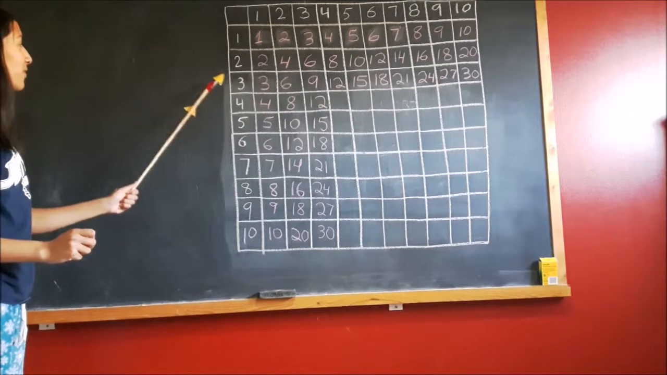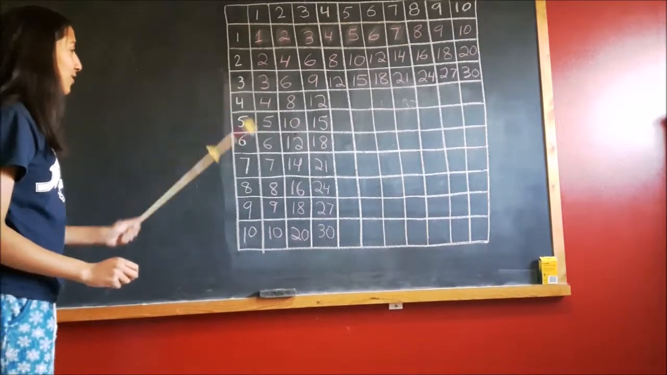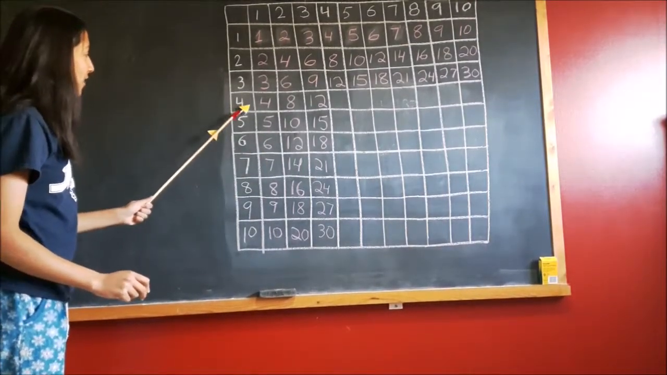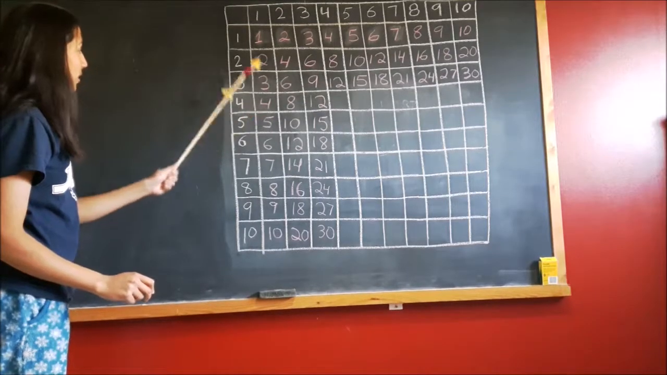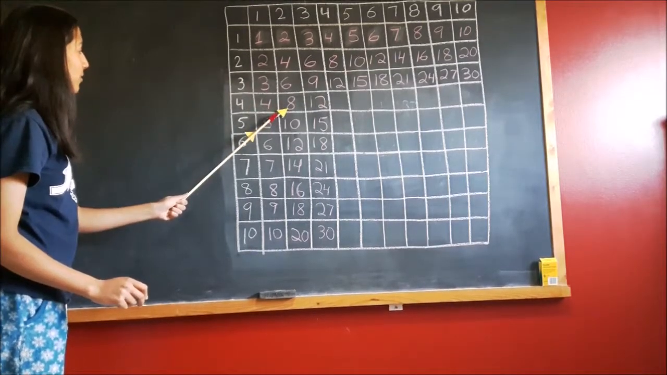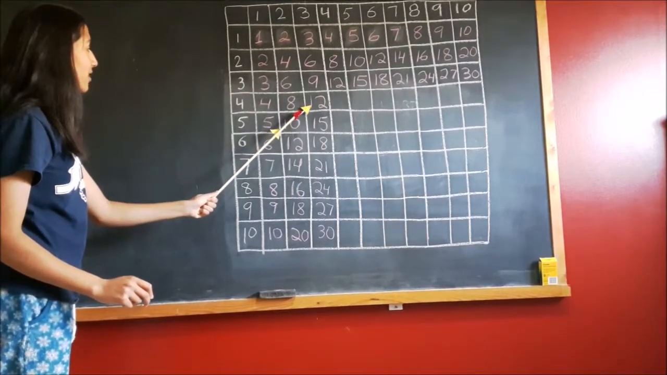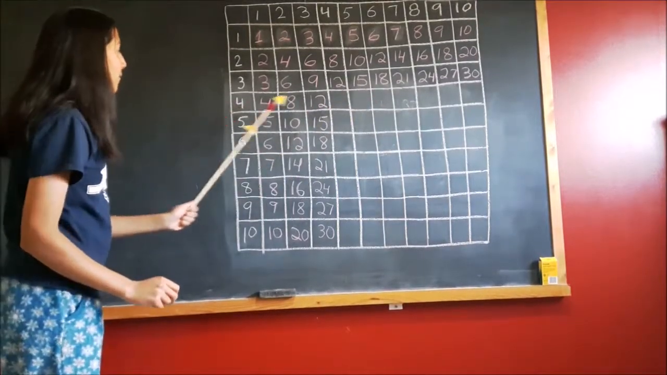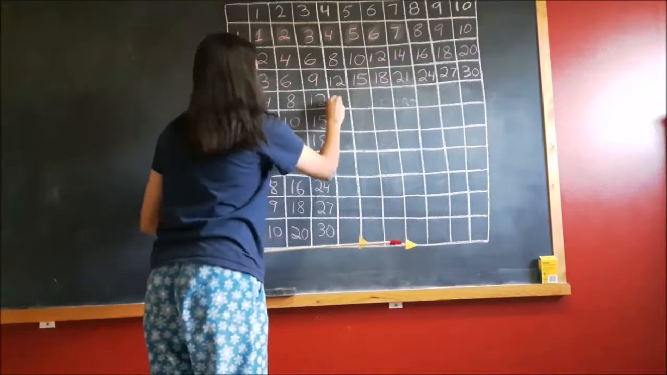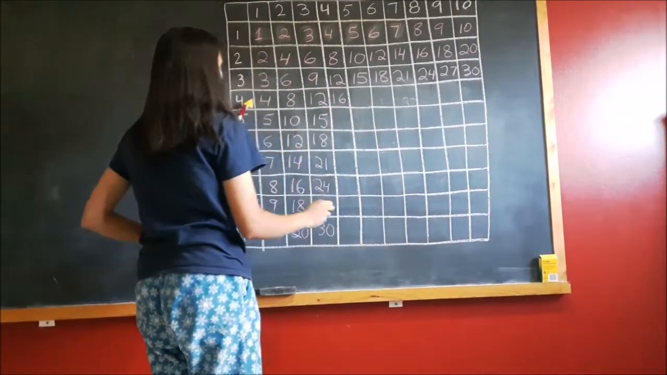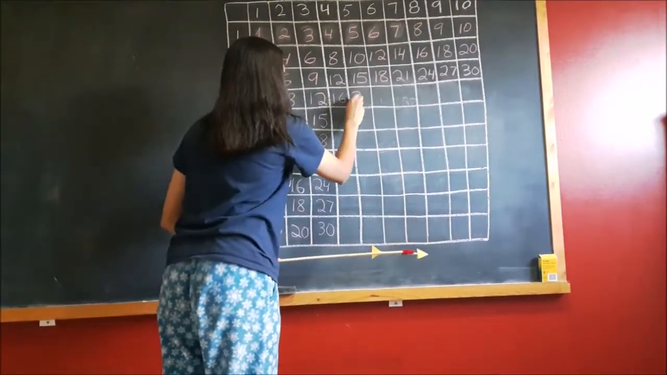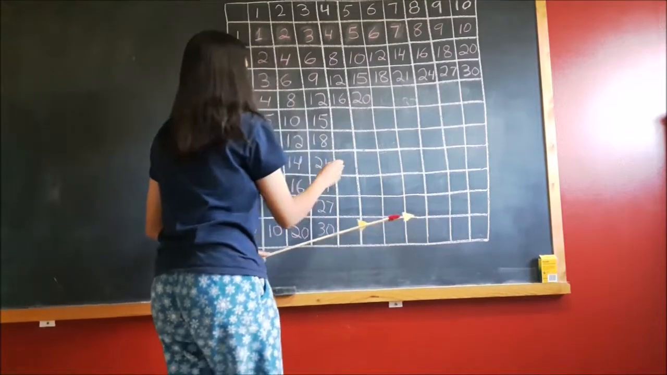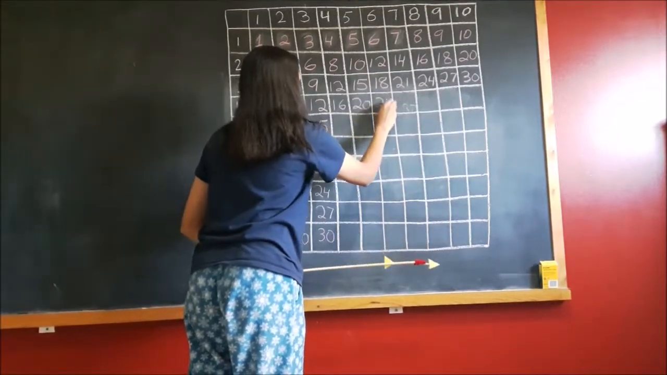So now that we have the 3's figured out, let's move on to the 4. We can already tell that 4 times 1 is equal to 4, 4 times 2 is equal to 8, 4 times 3 is equal to 12. Now we just need to fill in the rest. 4 times 4 is equal to 16, 4 times 5 is equal to 20, and we can continue filling in the rest.